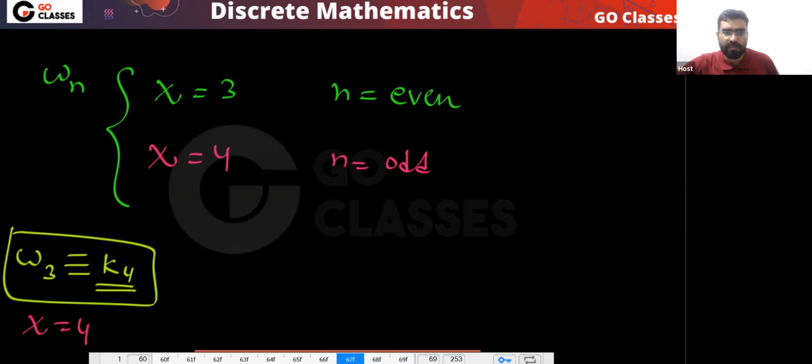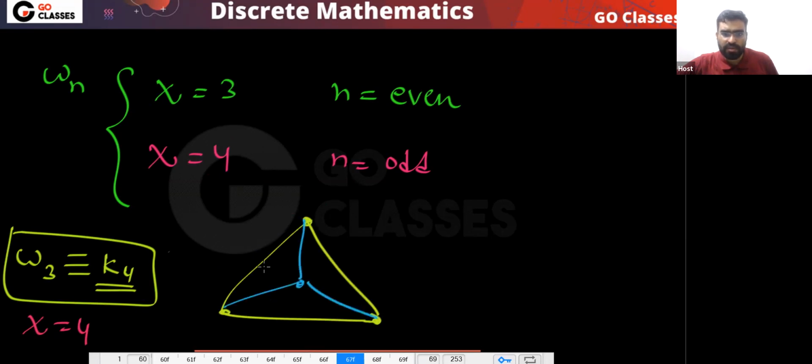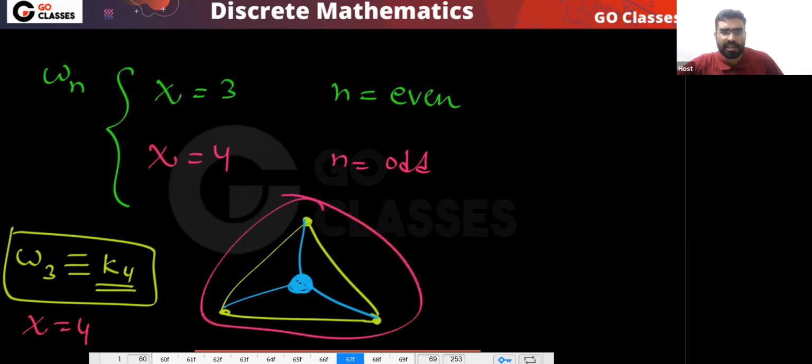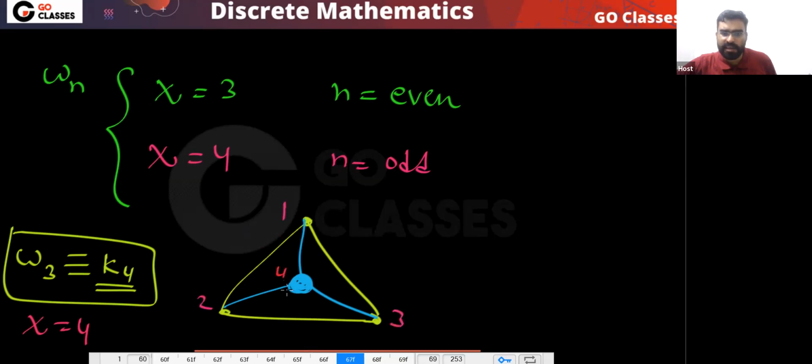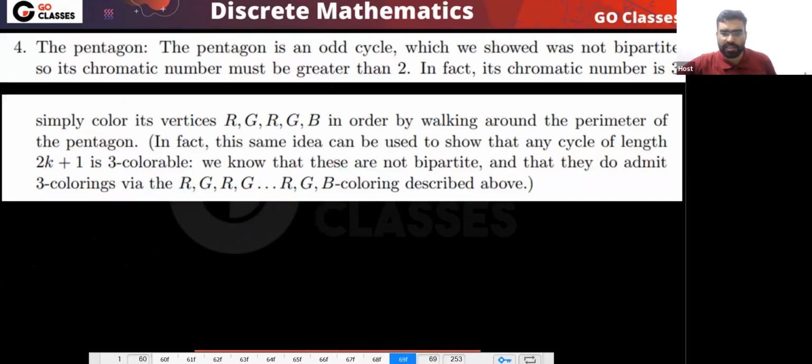Okay. So very simple. So this is your W3. Your W3 is actually like this. Now you can notice that this color I cannot reuse. If I give this color here, I cannot reuse this color. So for the outer cycle, I need 3 colors, because the outer cycle is an odd cycle. And the middle color I cannot reuse. So that is the reason when n is odd, you will need chromatic number equal to 4. And when n is even, then chromatic number will be 3.